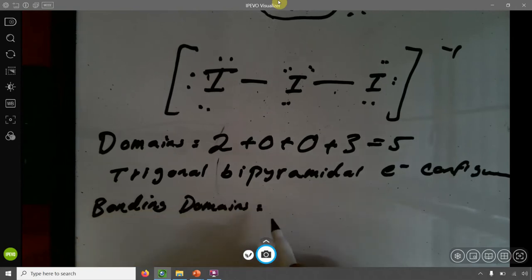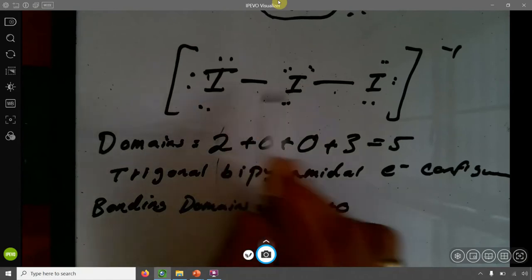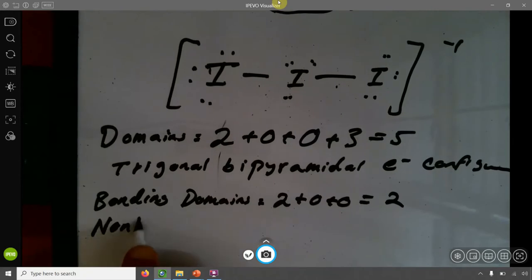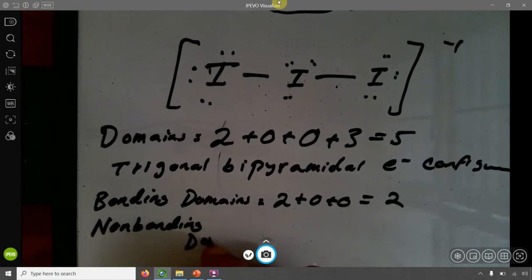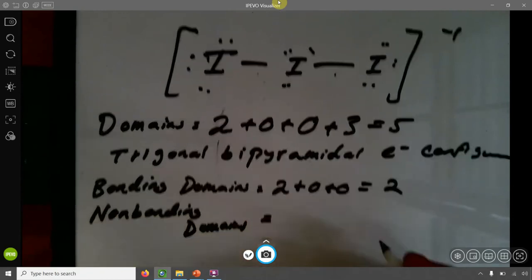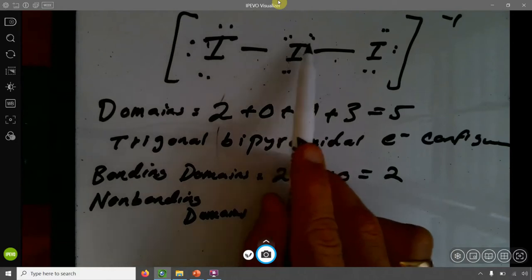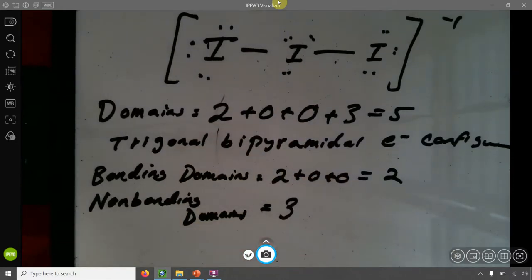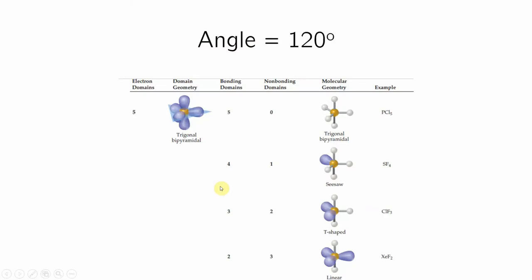And that's just the number of single bonds plus the number of double bonds plus the number of triple bonds. So that's just 2 plus 0 plus 0, because I have 2 bonds. Non-bonding domains, that's just how many lone pairs I have. Okay, so I have 1, 2, 3. So it's a 2, 3: 2 bonding, 3 non-bonding. So this thing is actually linear. See that? It ends up being linear.